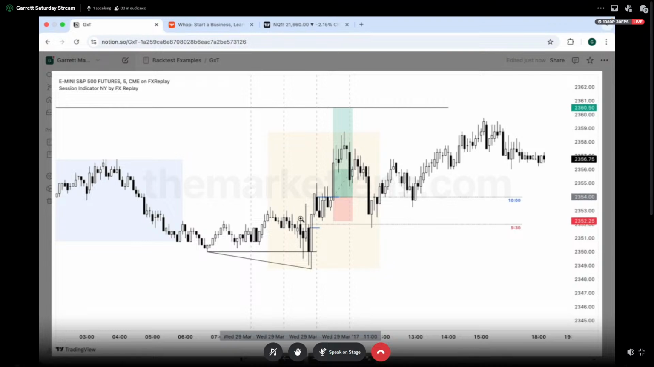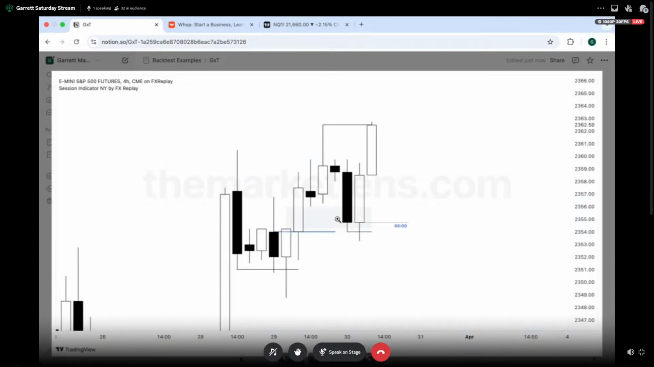But here's 930 reversing the day. So literally everything is aligned. It's perfect, but it's still not 100%. It can't work every time. So you just can't. You did everything right. There's nothing you can do, right? You just have to live with that.